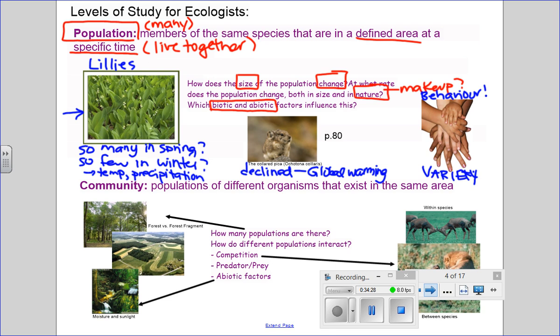Now the next level is community. A community is similar to population, but with one big difference. A community is several populations of different organisms. So that means different species that exist in the same area. So now we're not just talking about other organisms of my same species and how many of us there are, but how do we interact with other types of species?